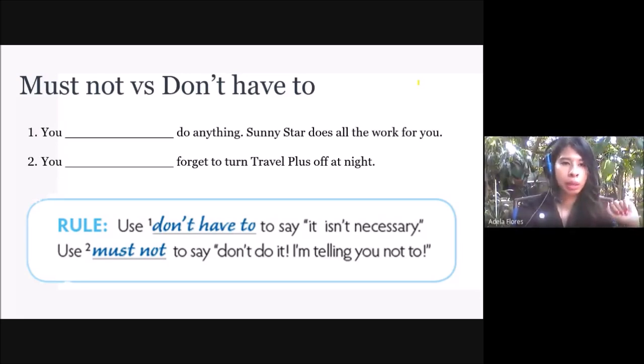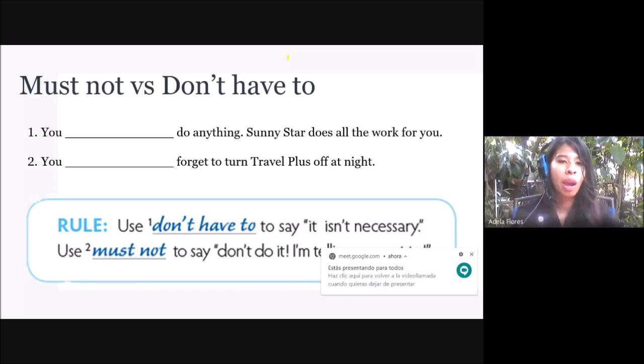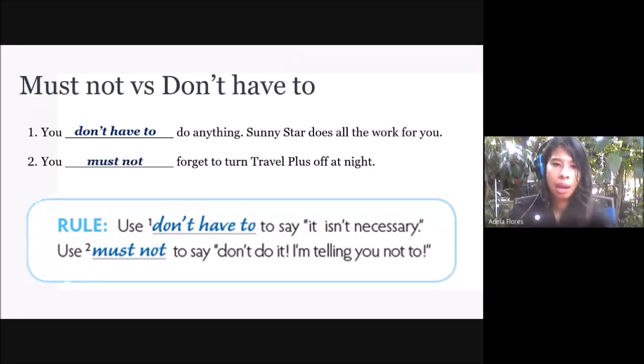According to the reading, which was the expression for each? You must not do anything. Sunny Star does all the work for you, or you don't have to do anything. Sunny Star does all the work for you. Do you remember? ¿Recuerdan cómo estaba en la lectura? ¿Con don't have to o con must not? According to the reading, we had you don't have to do anything. Sunny Star does all the work for you. And number 2, you must not forget to turn Travel Plus off at night.